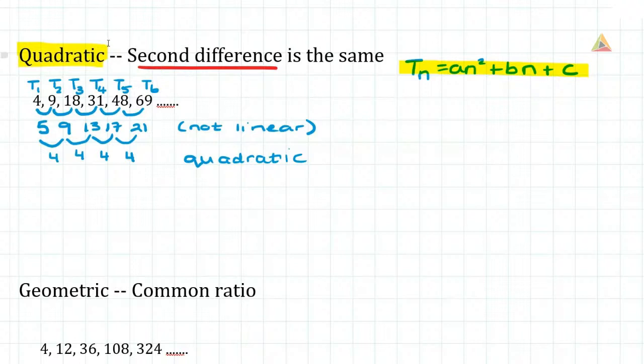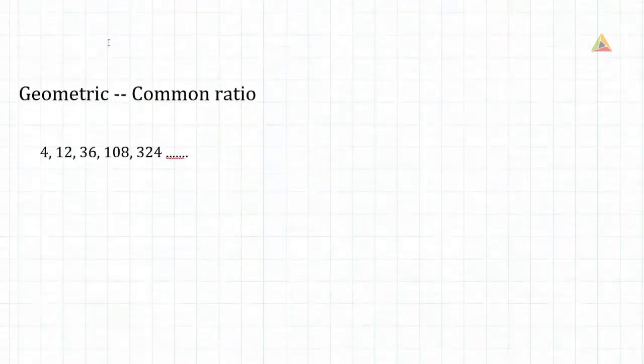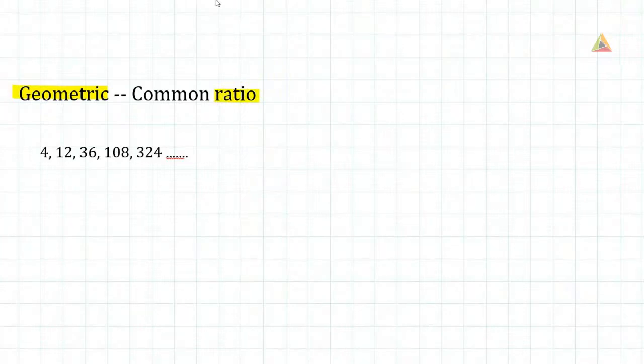The third type of sequence that we need to know about is something called a geometric sequence. And this time it's not a common difference, we see that it's a common ratio. So we would start the same way. I'm going to take each of my terms and subtract them. So 12 take away 4 gives me 8. 36 take away 12 gives me 24. 108 take away 36 gives me 72. 324 take away 108 gives me 216.